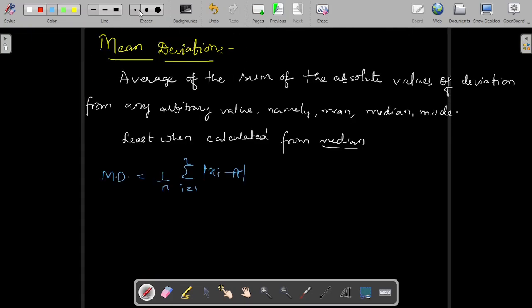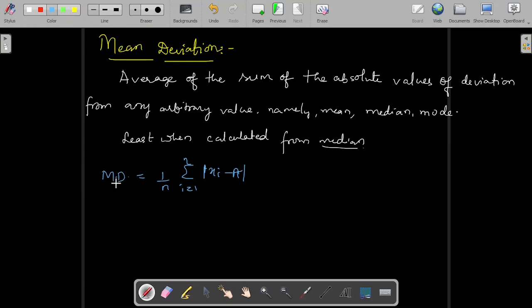Now the next measure of dispersion is mean deviation. Mean deviation means it is the average of the sum of the absolute values of deviations from any arbitrary value. That arbitrary value can be mean, median or mode. This deviation is least when it is calculated from the median. So it is often suggested to calculate it from the median because it is least when calculated from the median.